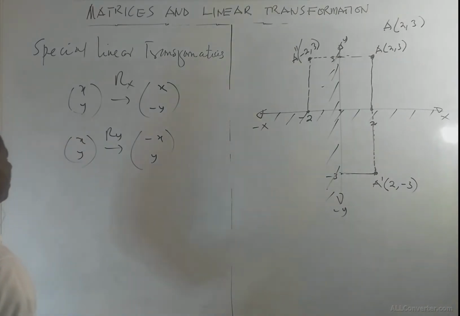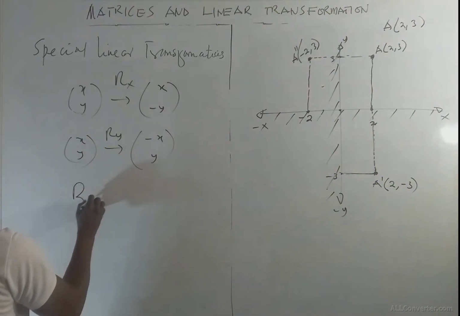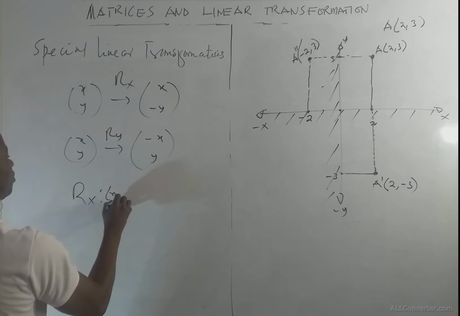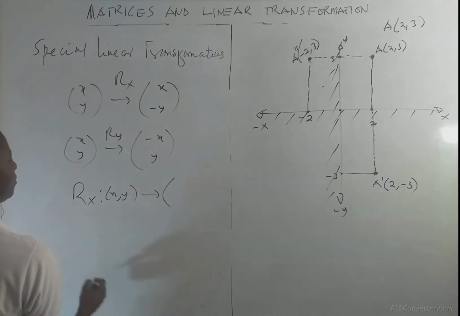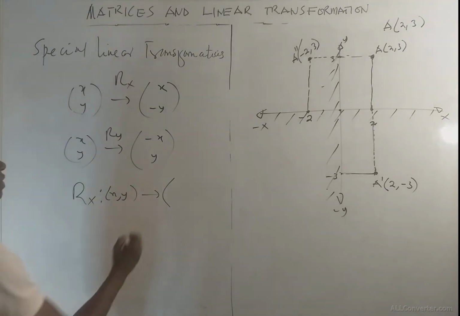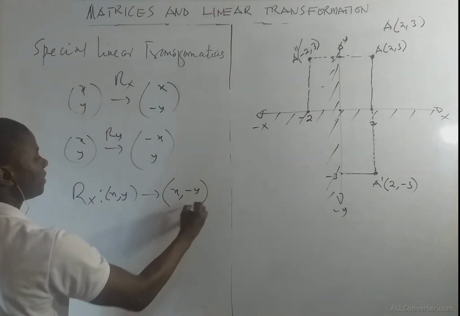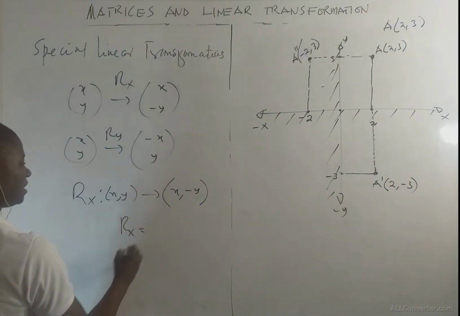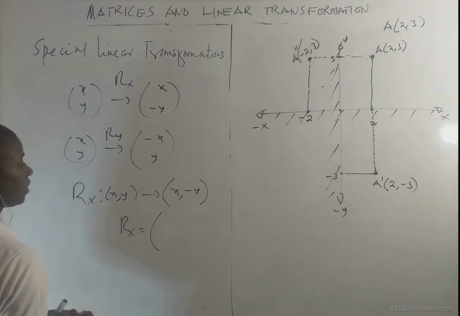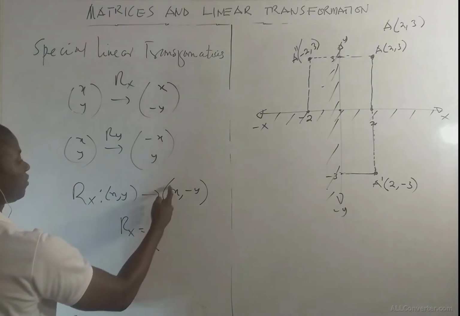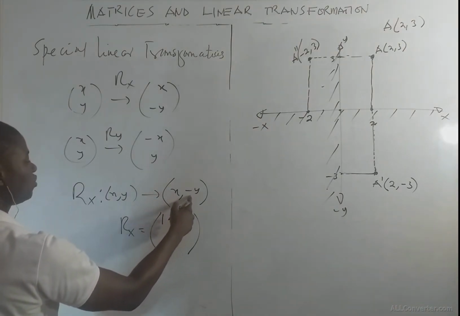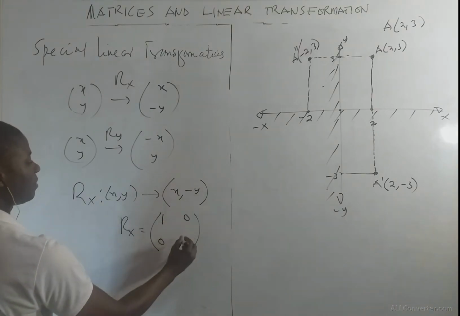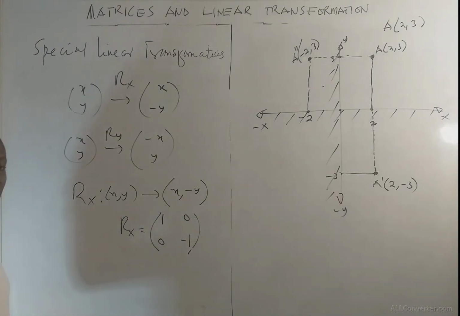So with the reflection in the x-axis, if you want to write the matrix, then don't forget that we say that (x, y) maps to (x, -y). So if you want to write the linear transformation in this form, then it will be x, comma, -y. And if you want to write the matrix, simple: before the comma, we have only the x term, so the coefficient of the x term here is 1. There is no y term, so 0. After the comma, there is no x term, so 0. But the coefficient of the y term is -1. So this will be the matrix for reflection in the x-axis.